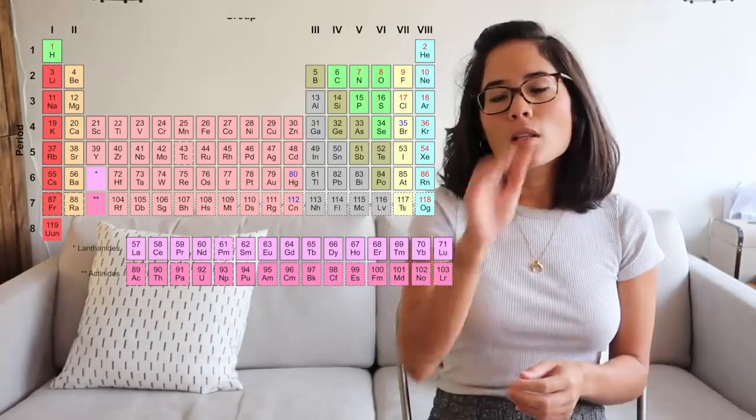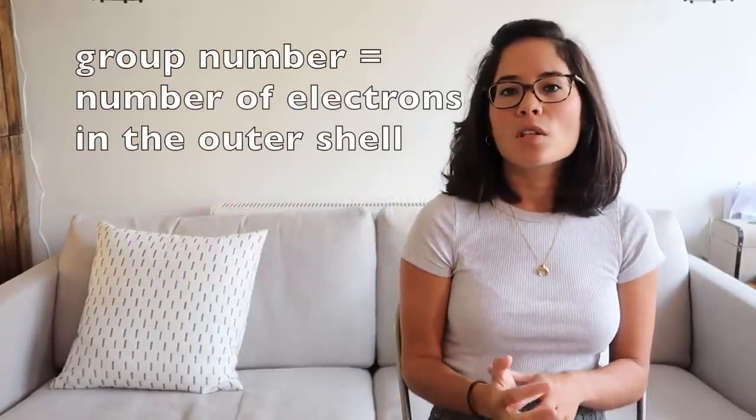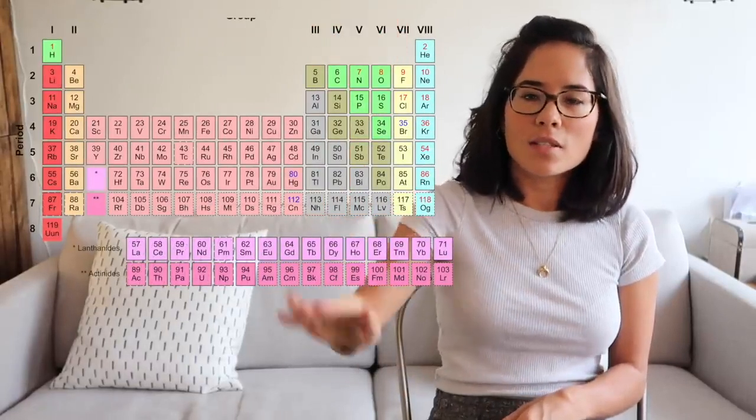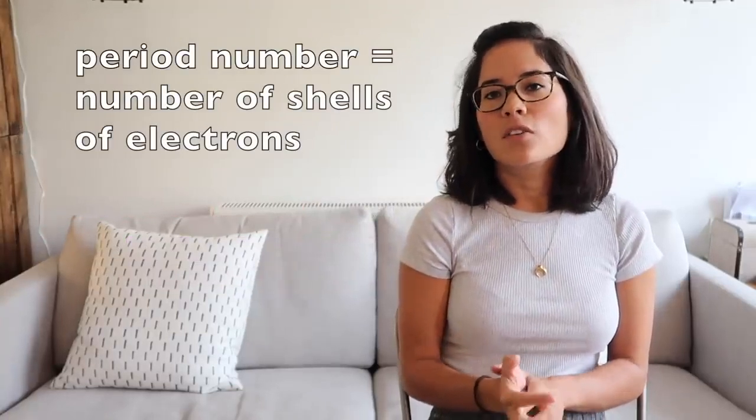So the group numbers are the numbers that run along the top of the periodic table. The group number corresponds to the number of electrons in the outer shell. So group 1 elements will all have 1 electron in their outer shell. Now the period numbers run down the side and they refer to the rows. And the period number will correspond to the number of shells of electrons.